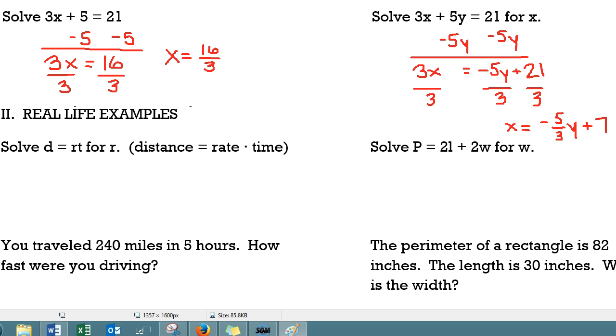These are actual examples that do exist. They do take place in math and in real life. And you will be asked to deal with questions like this sometimes. For instance, solve d equals rt for r. D equals rt is a really common formula. Distance equals rate times time.